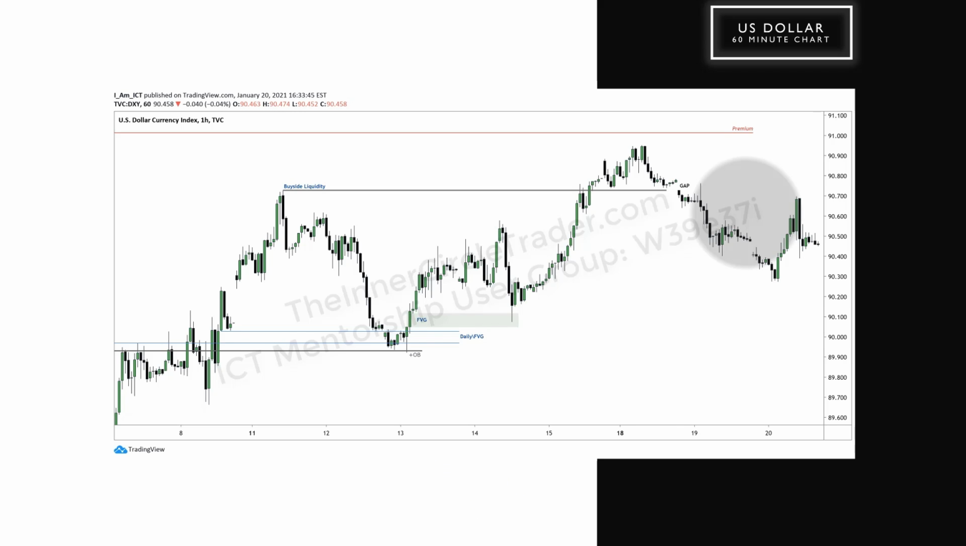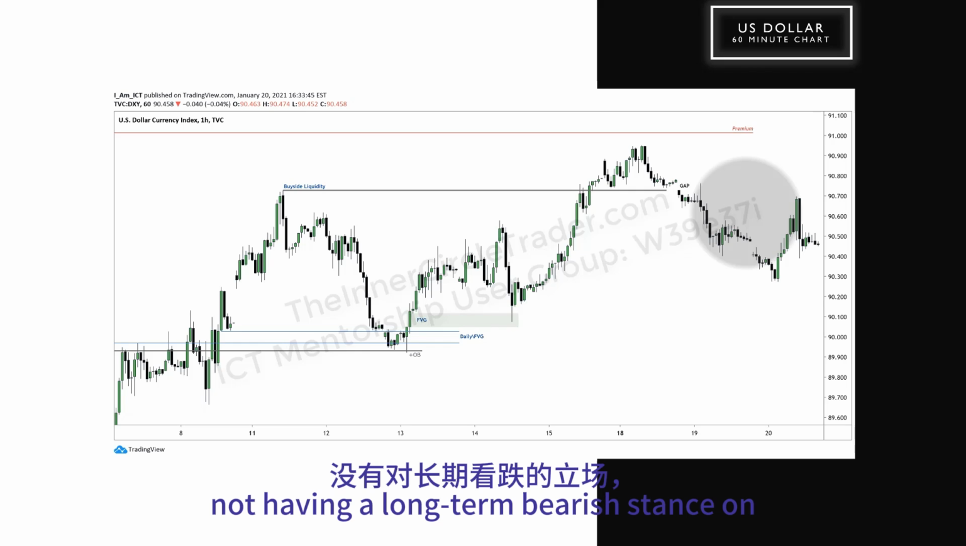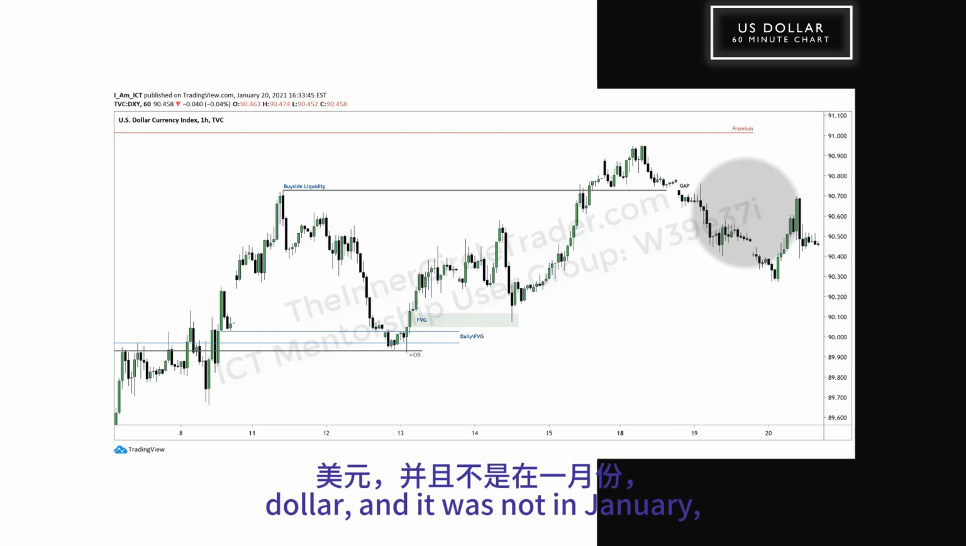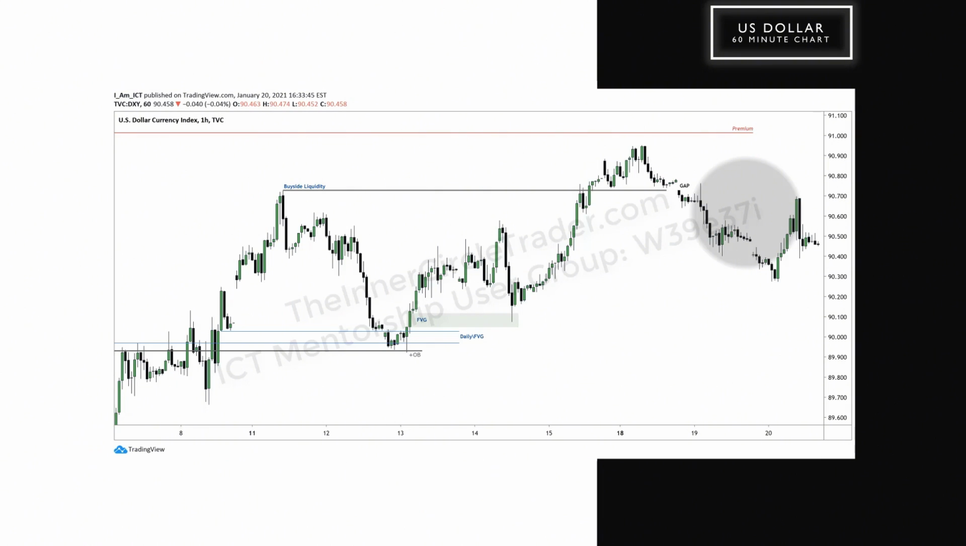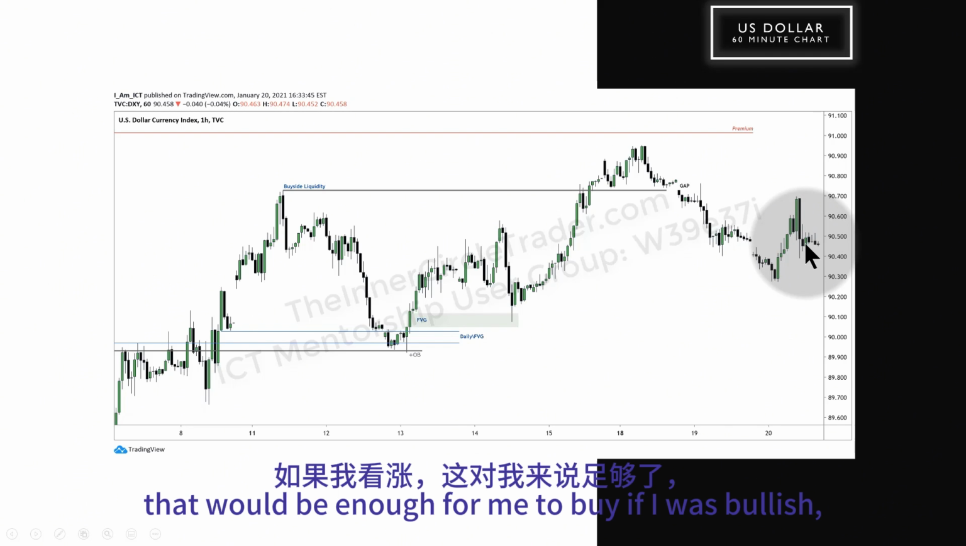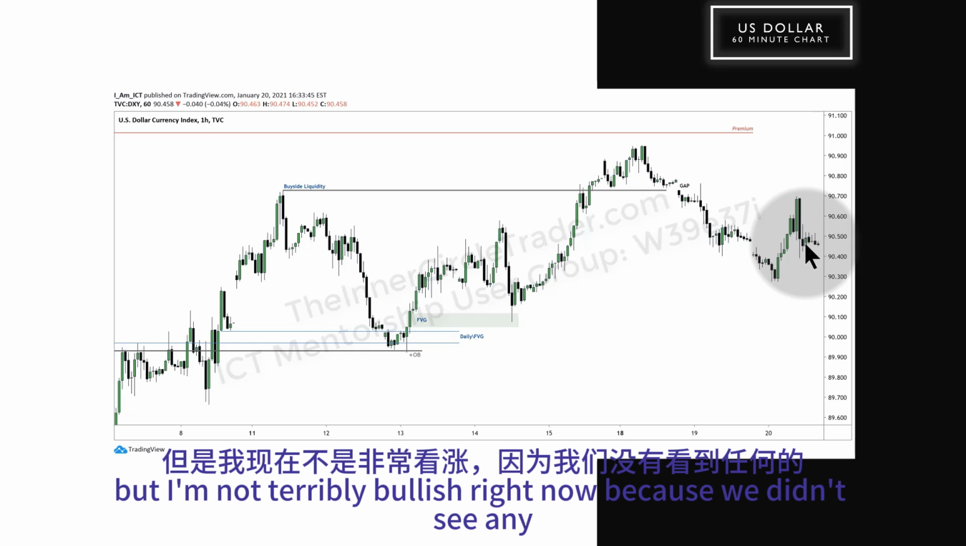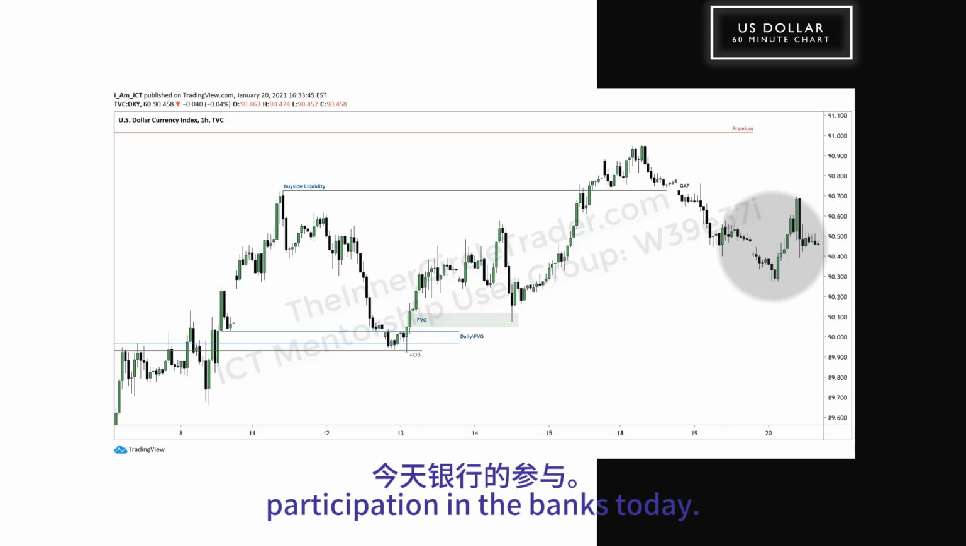But if I was one-sidedly bullish, not having a long-term bearish stance on dollar, and it was not in January, it was a more volatile month, I would look at that as a buy because it was coming back into that gap that's not annotated. Okay, so this area in here, that would be enough for me to buy if I was bullish, but I'm not terribly bullish right now because we didn't see any participation in the banks today.